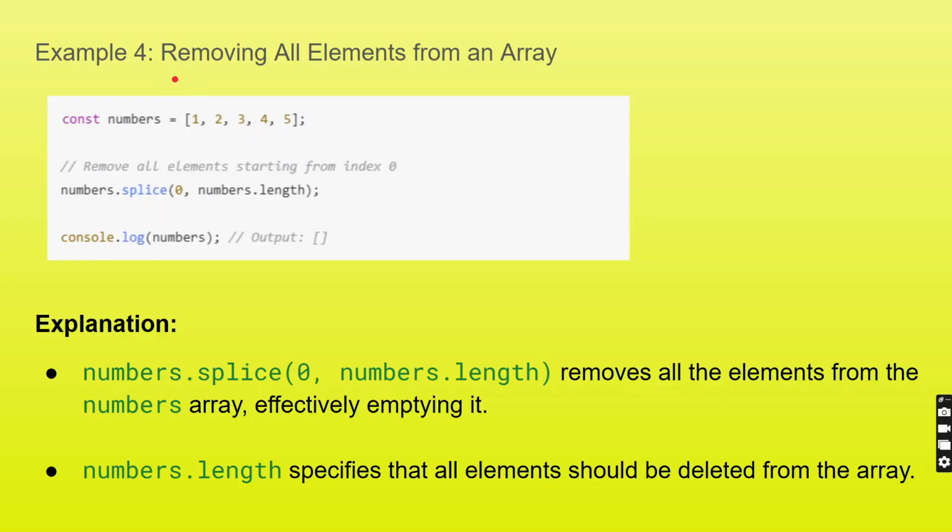Now example 4, removing all elements from an array. We have a 1, 2, 3, 4, 5 array called numbers. Using numbers.splice, we remove all elements starting from index 0. So we give 0 and numbers.length. The output is an empty array. numbers.splice(0, numbers.length) removes all the elements from the numbers array, effectively emptying it. numbers.length specifies that all elements should be deleted from the array.